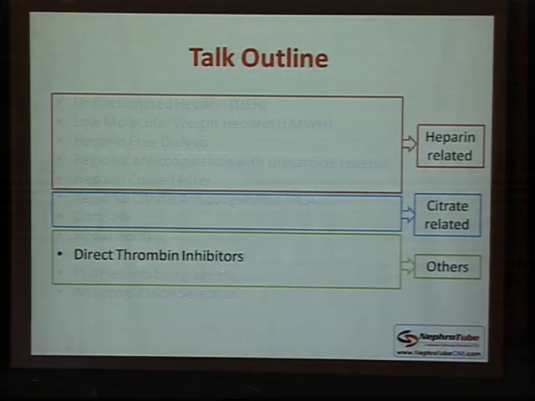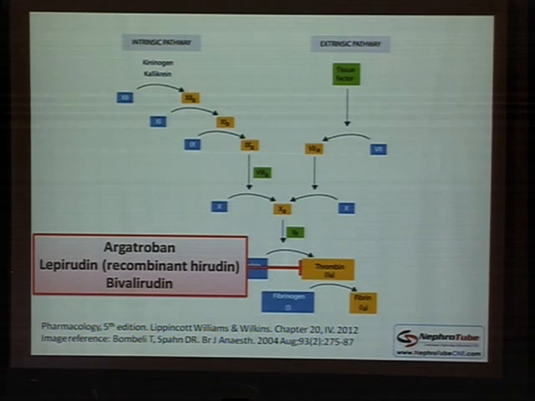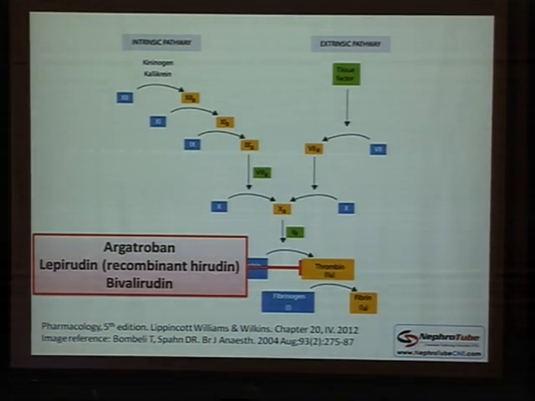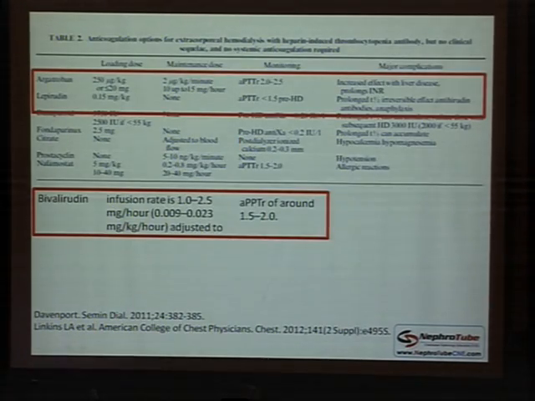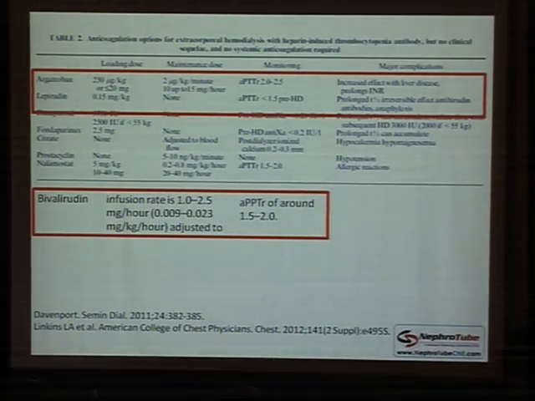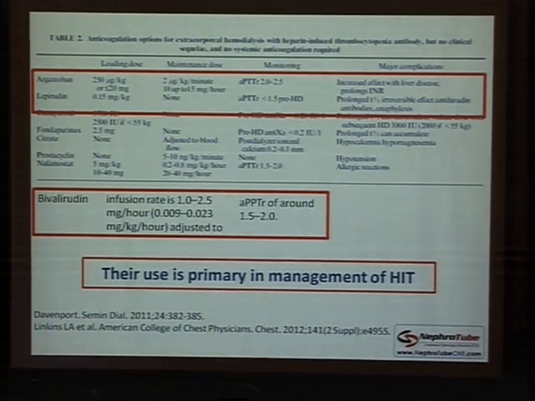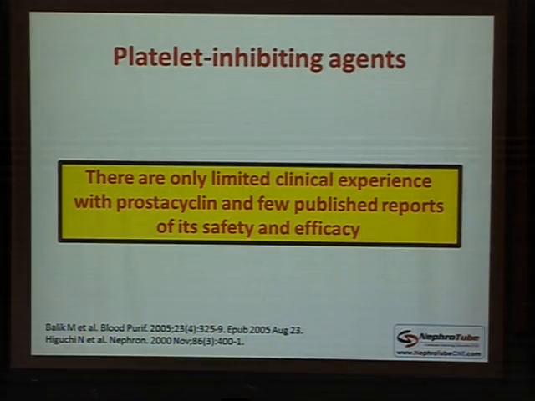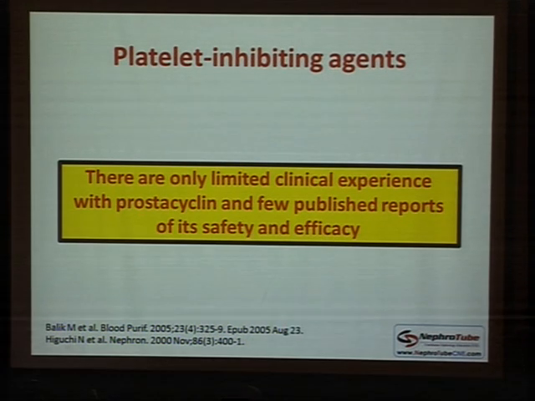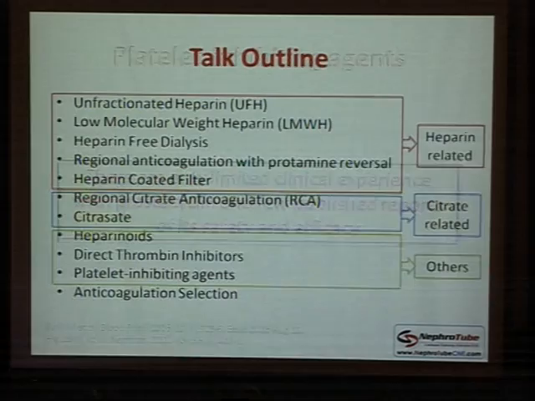Other drugs are direct thrombin inhibitors, such as argatroban, lepirudin, which is not present now, replaced by recombinant hirudin, and bivalirudin, which are antithrombin agents. Again, the most important side effect is that they have a prolonged half-life in our patients, and their primary use is the management of heparin-induced thrombocytopenia. Finally, platelet inhibiting agents, mainly prostacyclin. There is only limited clinical experience with prostacyclin and a few published reports of its safety and efficacy.